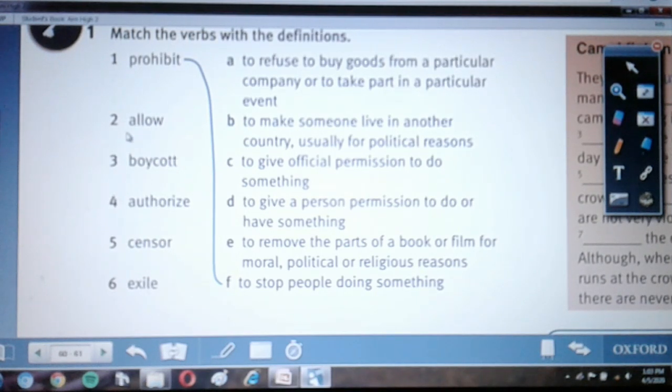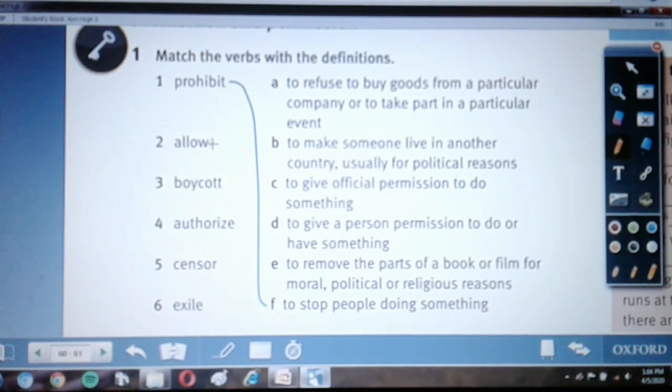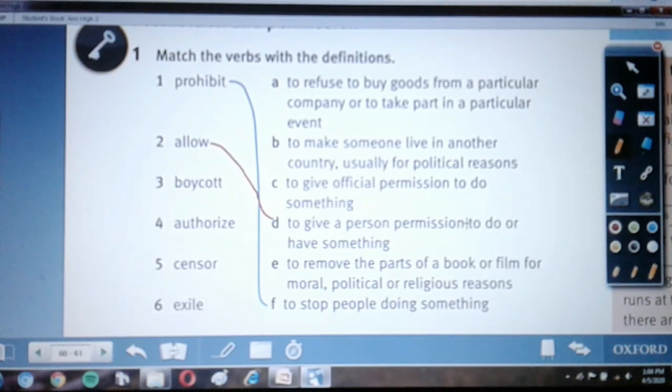And how about allow? What's the meaning of allow? I'll give you 5 seconds to choose the answer. 1, 2, 3, 4, 5. The meaning of allow is D. To give a person permission to do or have something.